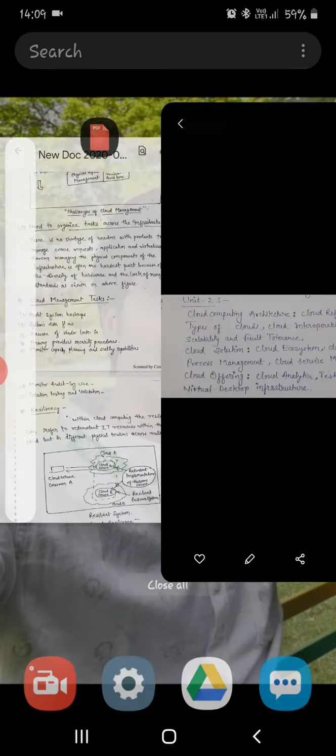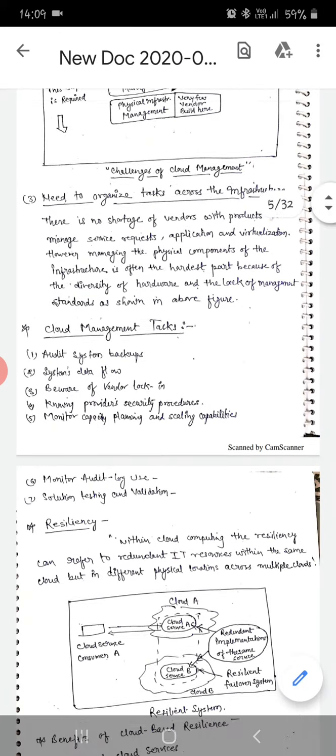Cloud solution provides the cloud ecosystem and cloud business process management, cloud service management, and cloud offering provides the cloud analytics, testing under control, and virtual desktop infrastructure. These topics are covered in the first and second unit. So we have the understanding of what is cloud and what is the architecture of cloud. Now we are talking about the cloud management.